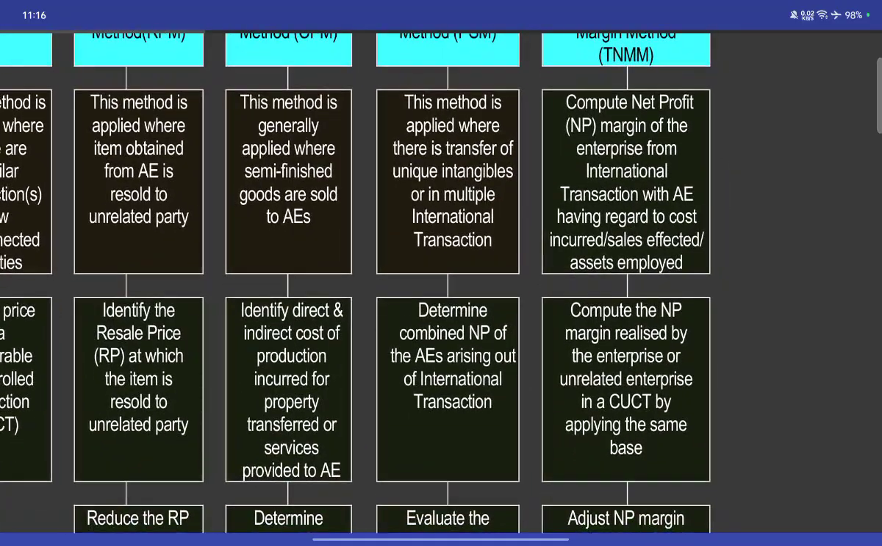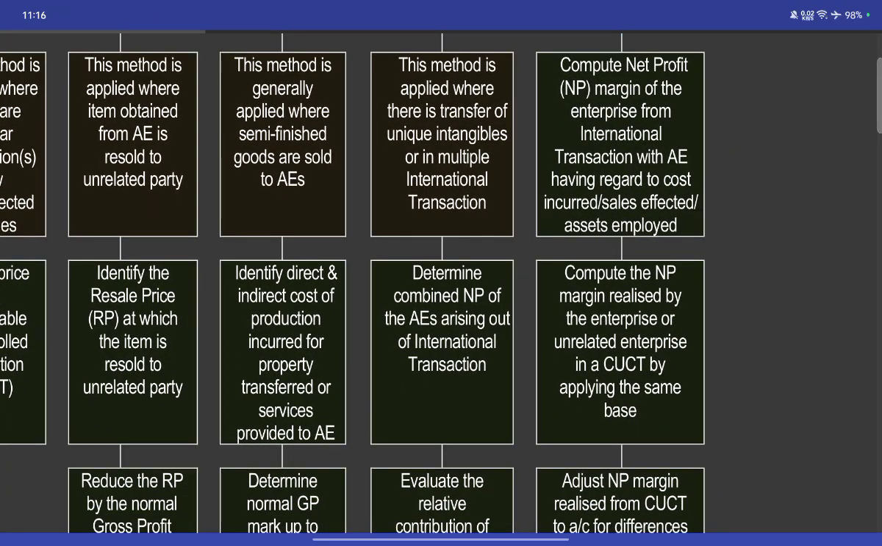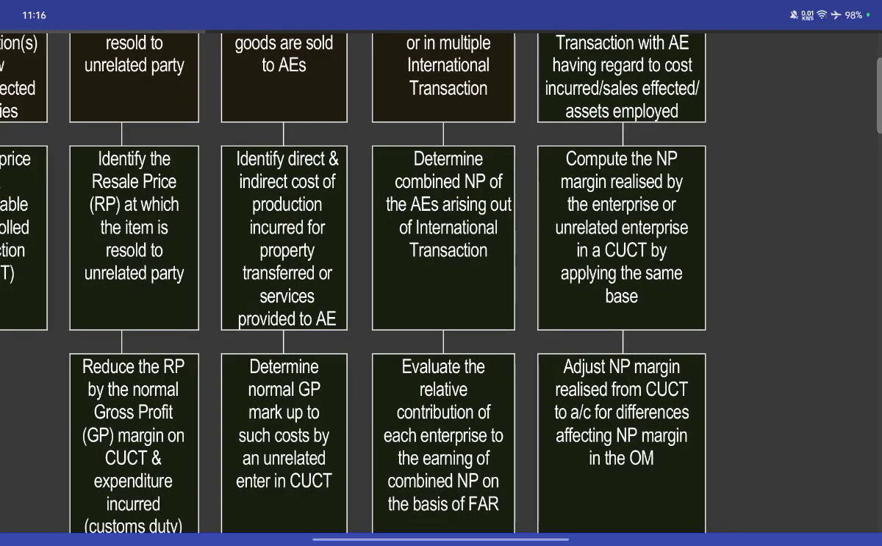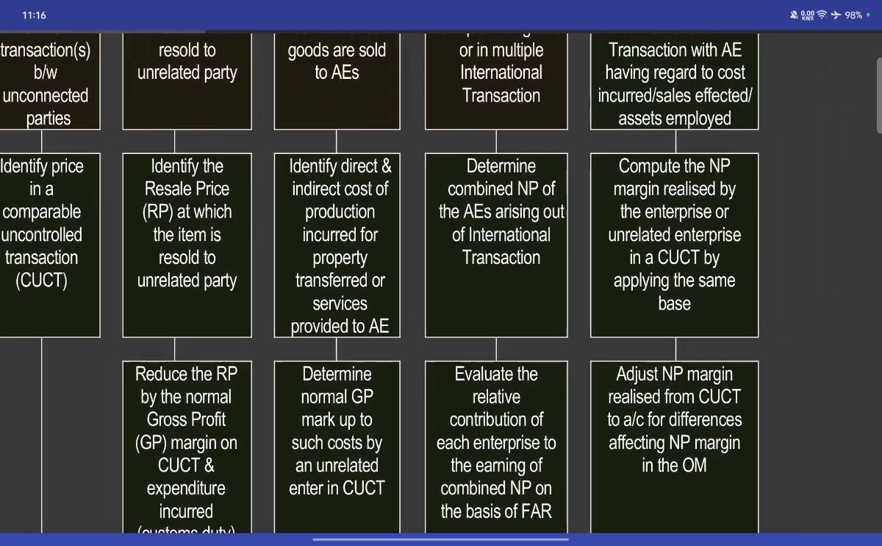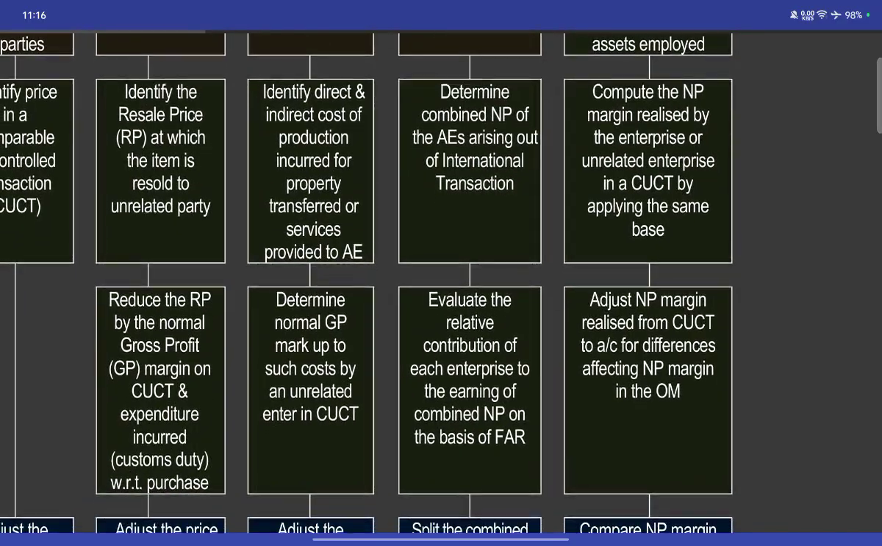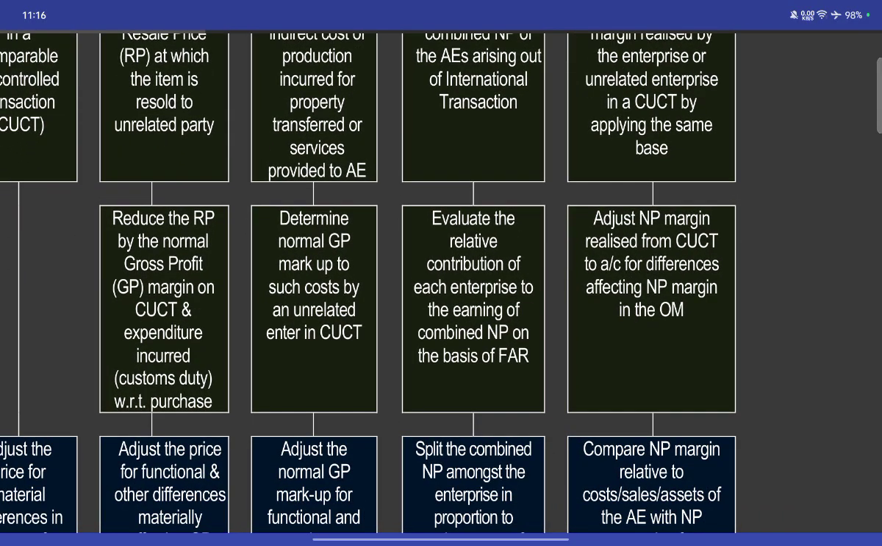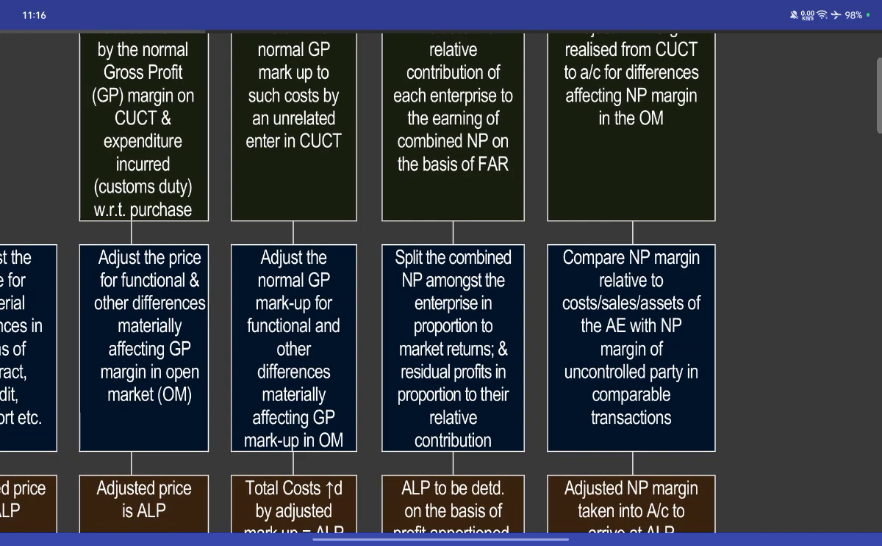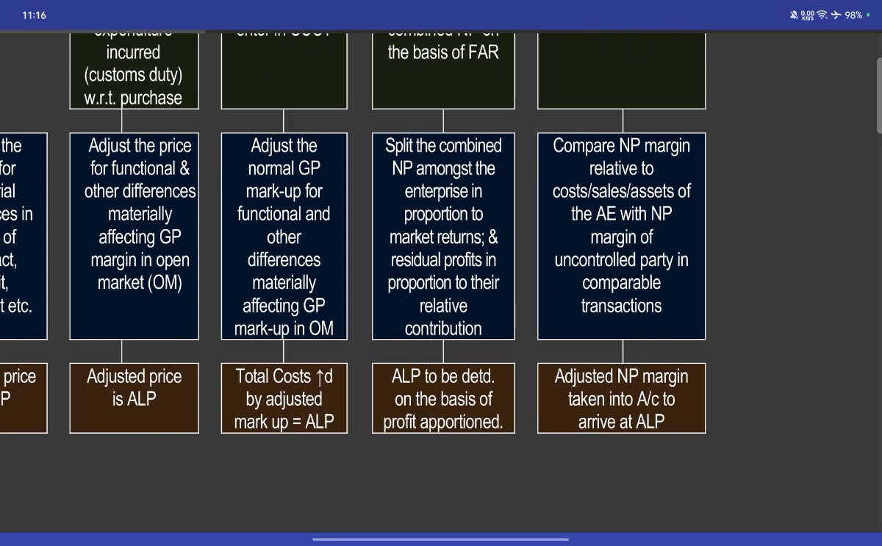Profit split method. This method is applied where there is a transfer of unique intangibles or multiple international transactions. Determine the combined net profit of the associated enterprises arising out of the international transaction. Evaluate the relative contribution of these enterprises to earning the combined net profit on the basis of FAR. Split the combined net profit among the enterprises in proportion to market return and the residual profit in proportion to their relative contribution. Arm's length price is determined on the basis of profit appropriation.